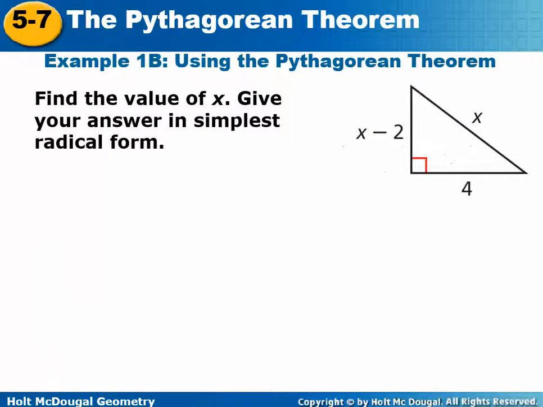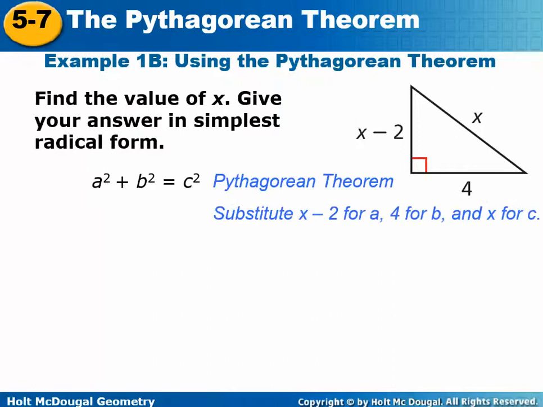Okay, this one says find the value of x, give your answer in simplest radical form. But this time, x is used in both the hypotenuse and in one of the legs. So this is a little bit more of an algebra problem. We're still going to use the Pythagorean theorem. And now we're going to substitute for a, x minus 2. So this is a little trickier.